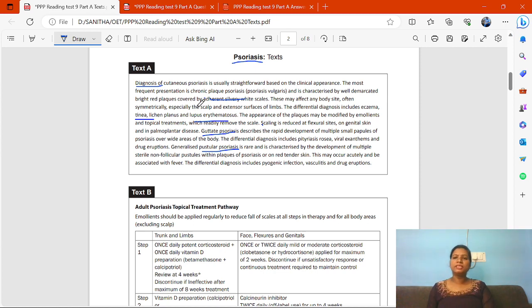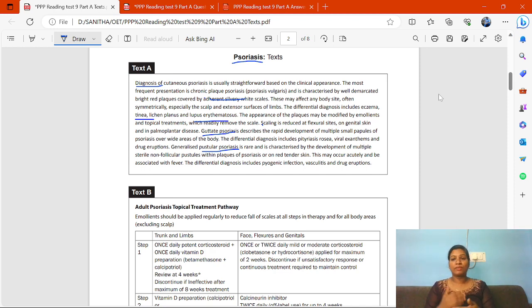If you are having some difficulties, you can write a small note somewhere: text A, diagnosis, symptoms. You can write it somewhere in the question booklet. Before giving the answer key to the examiner, you have to erase the notes. You can apply this technique when you are practicing, and you can also apply it during the exam.